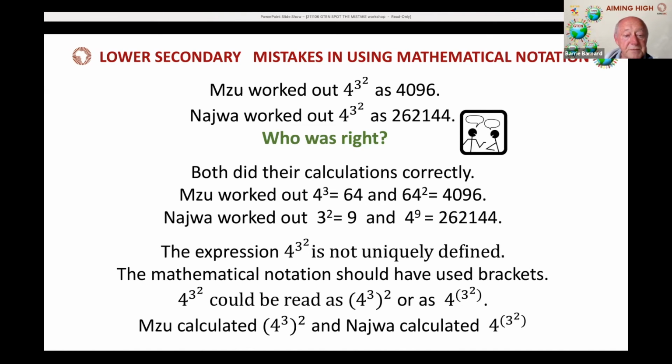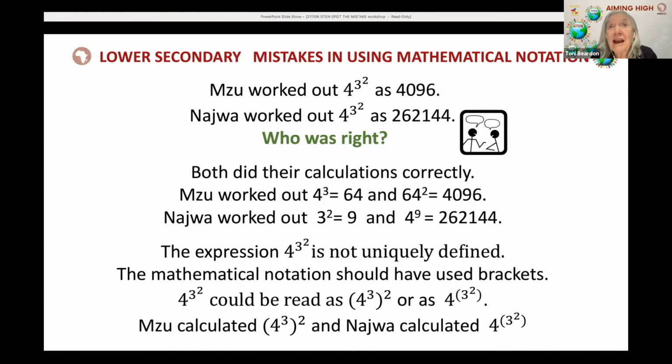In the first case, in Mzu's case, he did 4 to the power 3 first, got 64, and then squared that. And Najwa worked out first that the power is 3 to the power 2, got 9, and then it's 4 to the power 9, which is a much bigger number. So we should be careful when we ask questions like that in Olympiads or even in class tests to put the brackets in the right positions, like at the bottom two rows. It can be confusing if you don't have the brackets there.